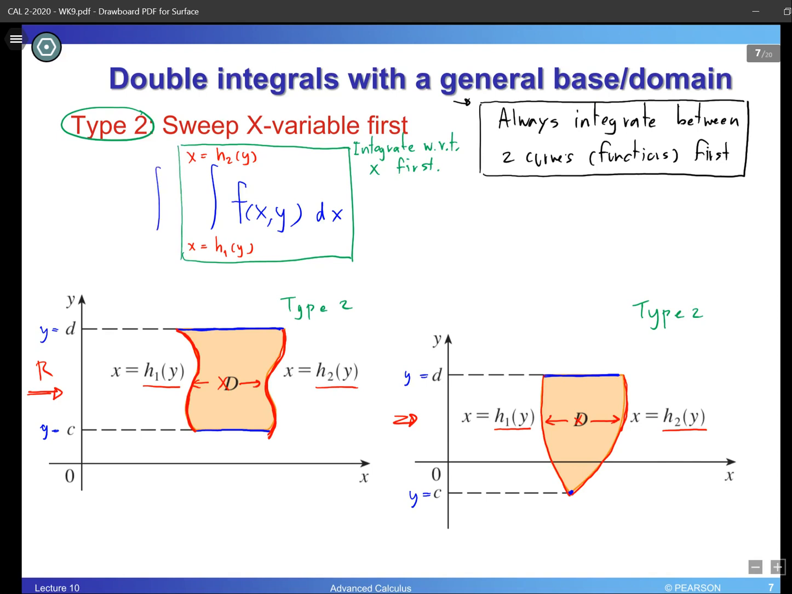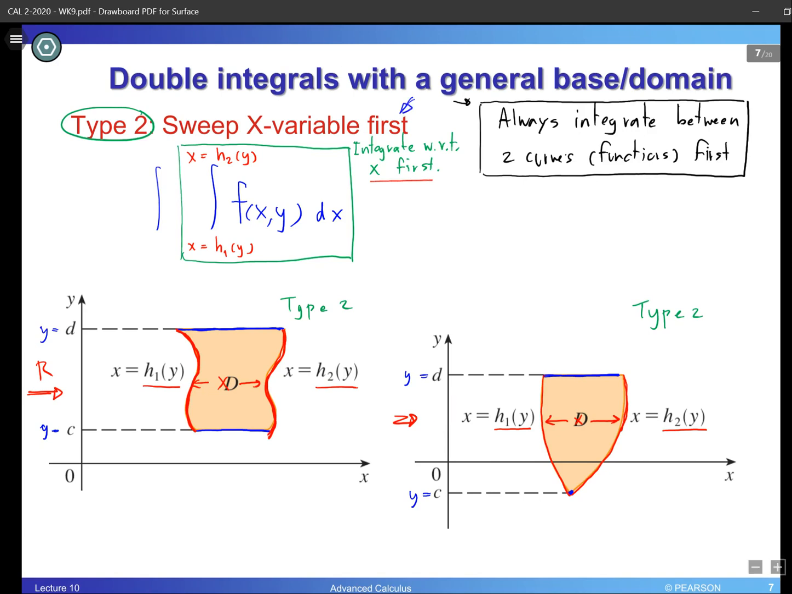Now, when you perform the integration with respect to a certain variable, it can be considered as you sweep through that variable. Since in this type 2 we integrate with respect to x first, it can be considered as you sweep through the x variable first in this type. And that's why you see this statement at the top, sweep through the x variable first. And this is going to show up as the sweeping pattern or characteristic in the integration domain down below.